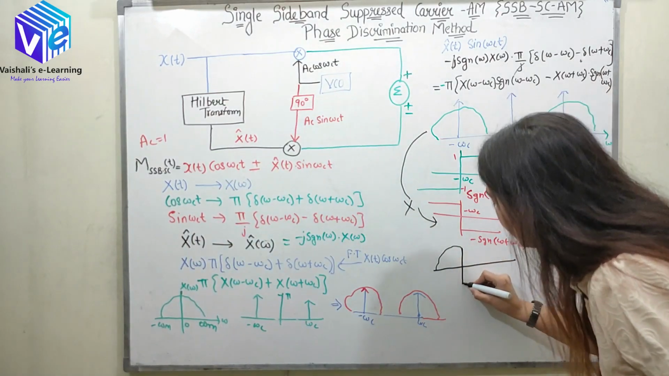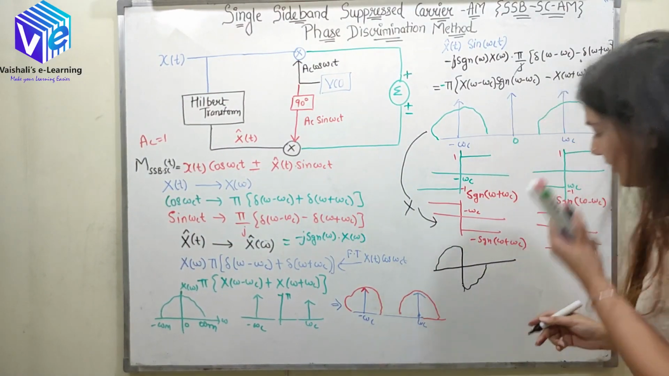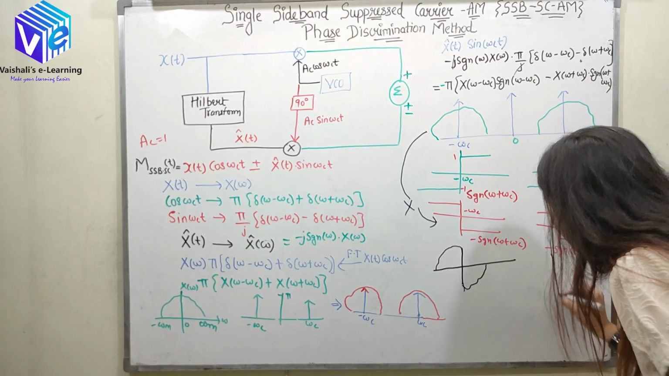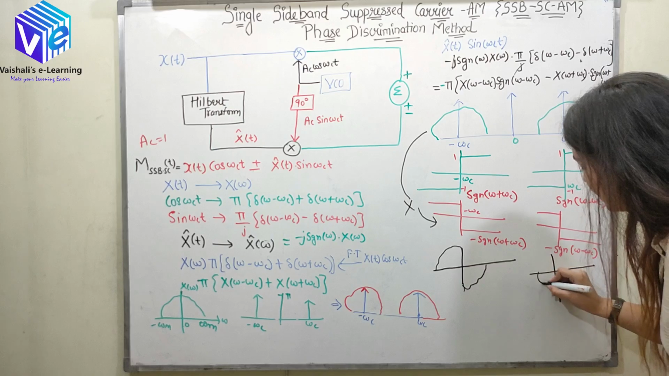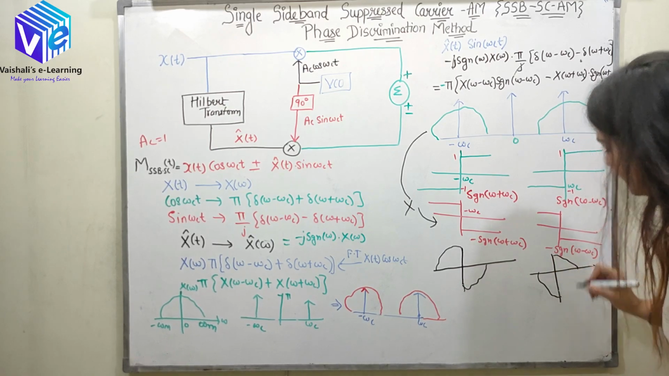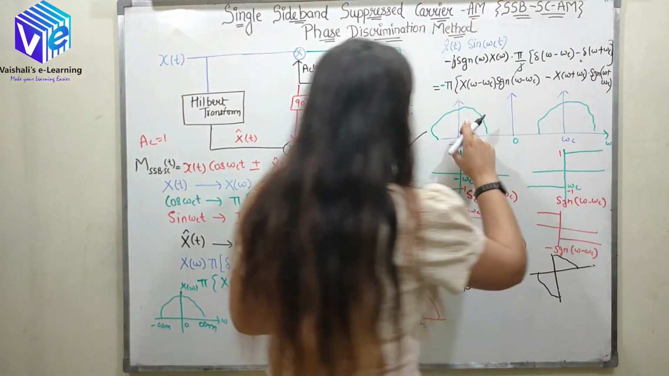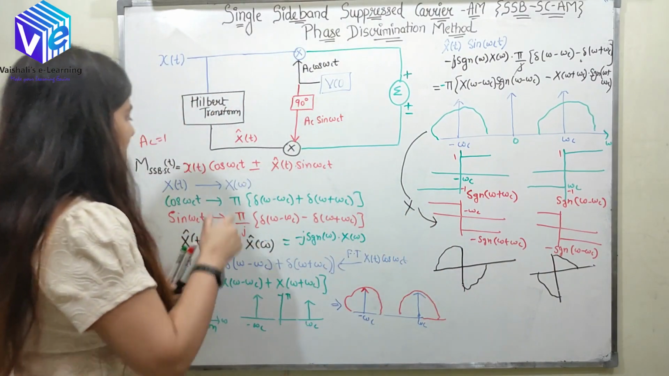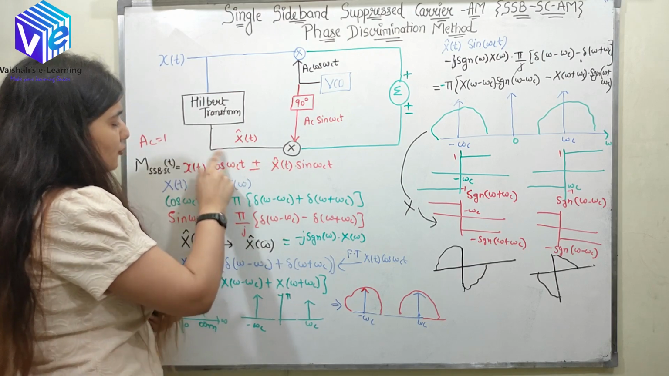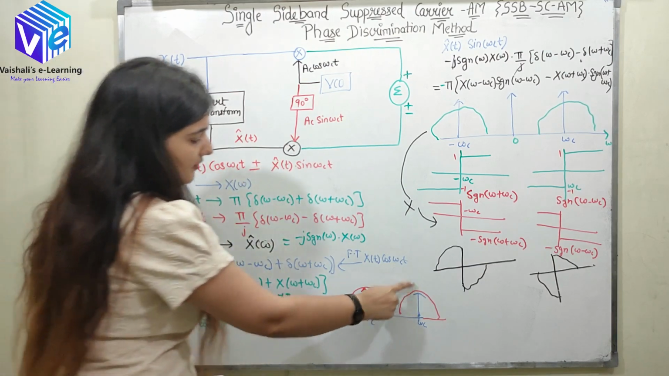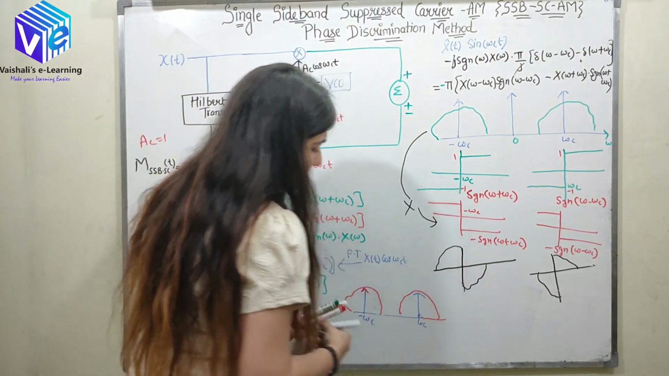So here I'll get the inverted signal. Similarly here the lower sideband is multiplied with minus 1. So here I'll get the signal like this. So now when I add, what is happening? I can add them or I can subtract them. So this was x(t) cos omega c t. I can add this plus this.